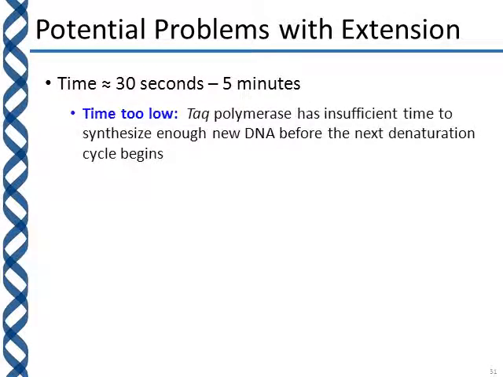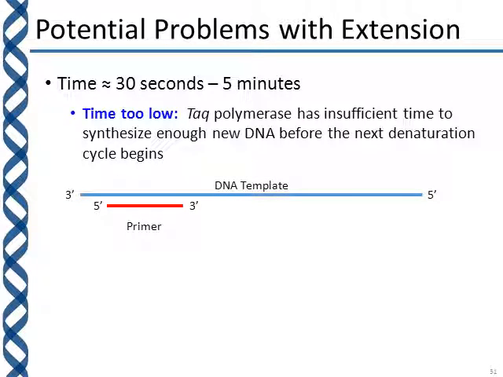So the time of extension can vary based on your desired PCR target. Typically, it'll be in the range of between 30 seconds to 1 minute, depending on the size amplicon that you're expecting. It can range up to as high as 5 minutes or even longer. So if the time that you provide for the extension step is too low, that Taq polymerase, or whichever polymerase you're using, doesn't have enough time to synthesize enough new DNA before the next denaturation cycle begins.